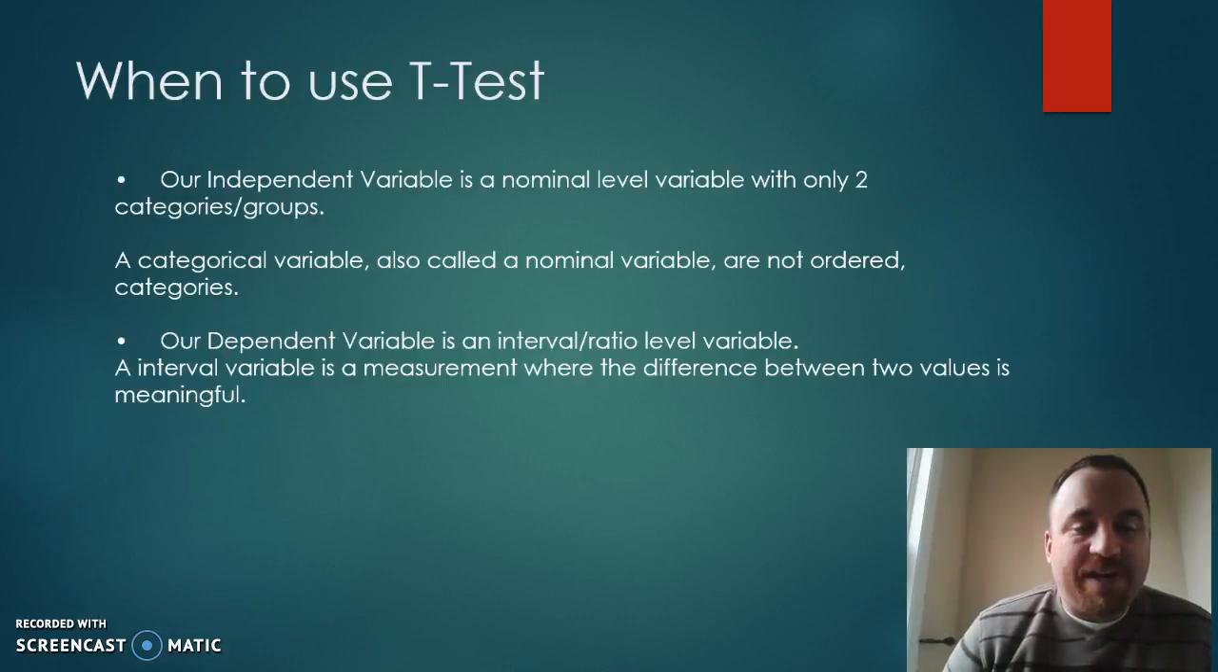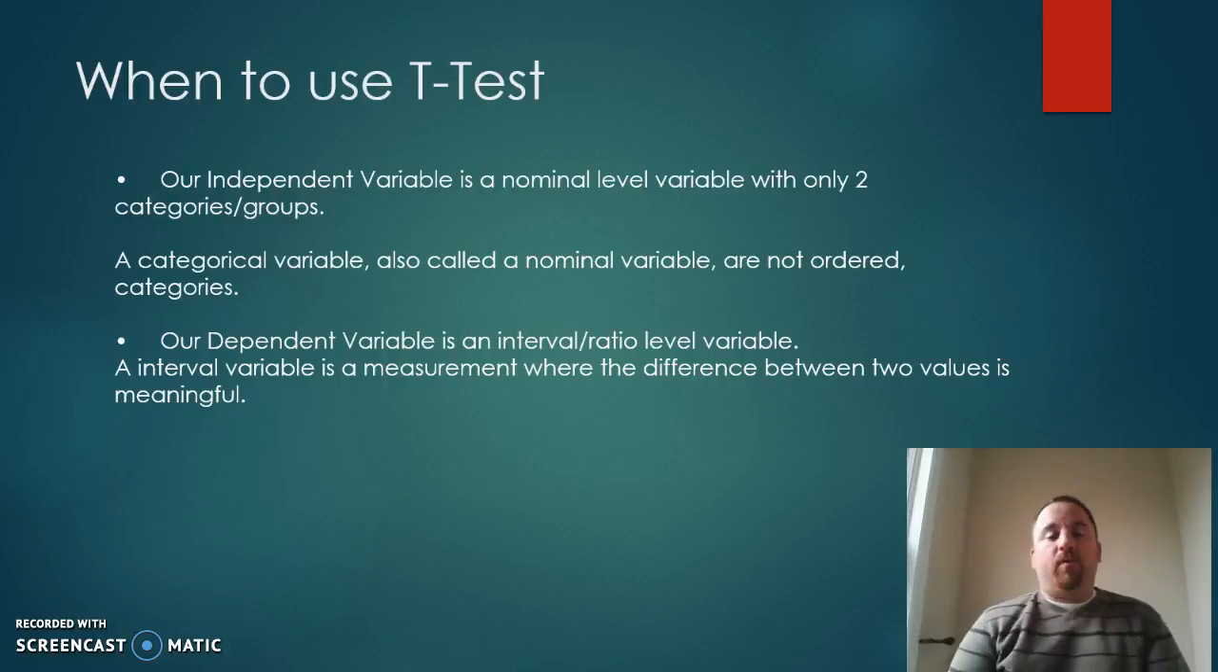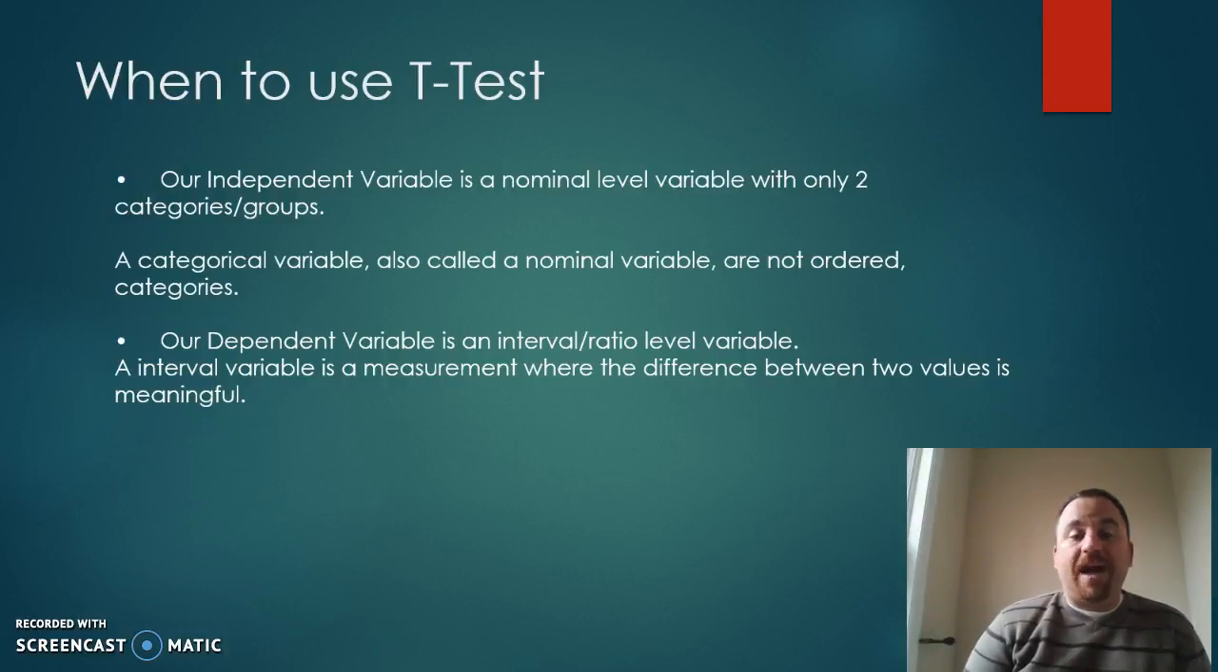We use t-tests when our independent variable is a nominal level variable with only two categories or groups. Categorical variables, also called nominal variables, are not ordered categories. We also use a t-test when our dependent variable is an interval ratio level variable. An interval variable is a measurement where the difference between two values is meaningful.